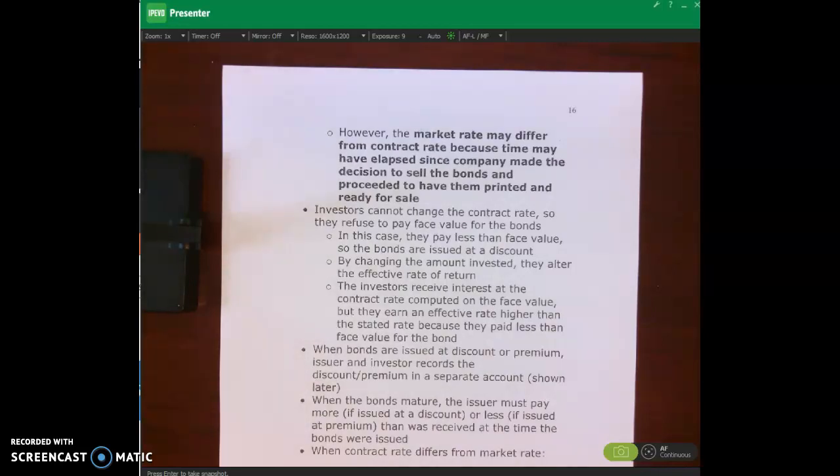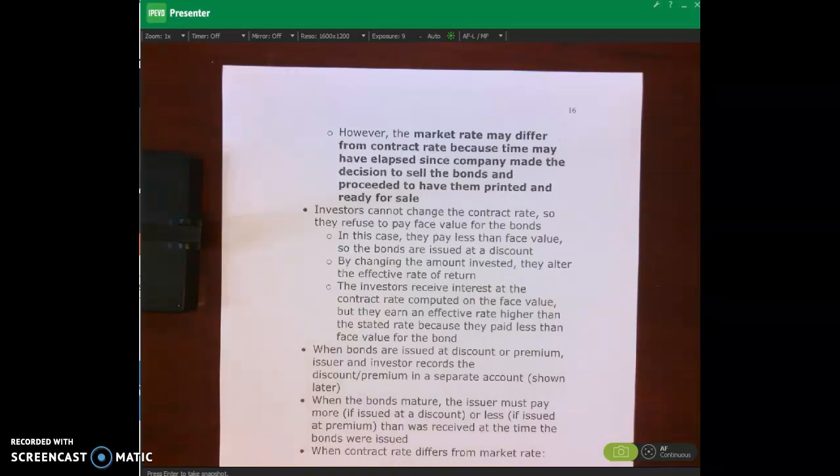What do investors do? They say, I'm not going to pay full price for your bonds. I'm not going to give you par value for your bonds. That's what they say. So in that case, the bonds would be issued at a discount.